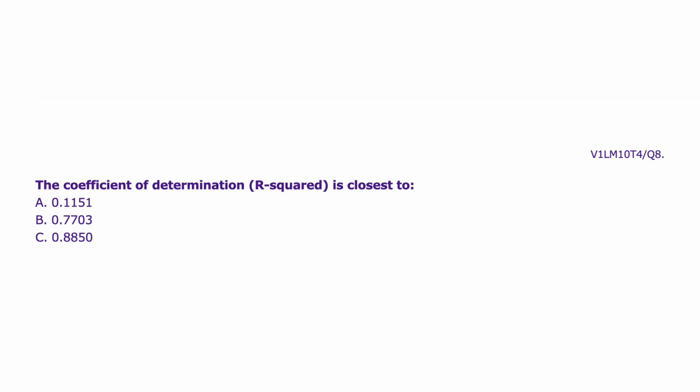The coefficient of determination, R squared, is closest to A. 0.1151, B. 0.7703, C. 0.8850.